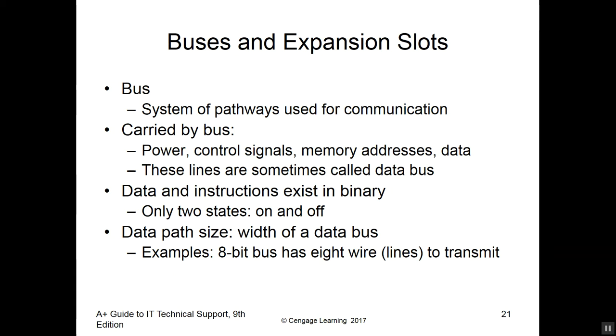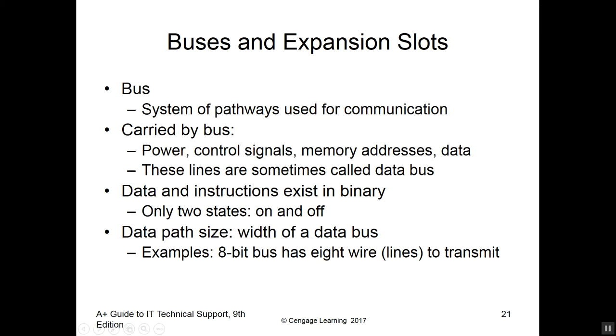A bus is a system of pathways used for communication. Now, what does a bus carry across it? It could carry power, control signals, memory addresses, or data. Sometimes they're called a data bus. Data and instructions exist in binary, and there are only two states. It's like a little switch. It's either on or off, ones or zeros.